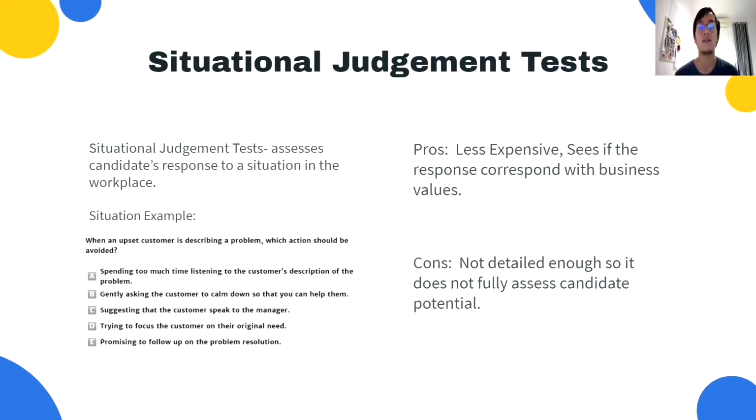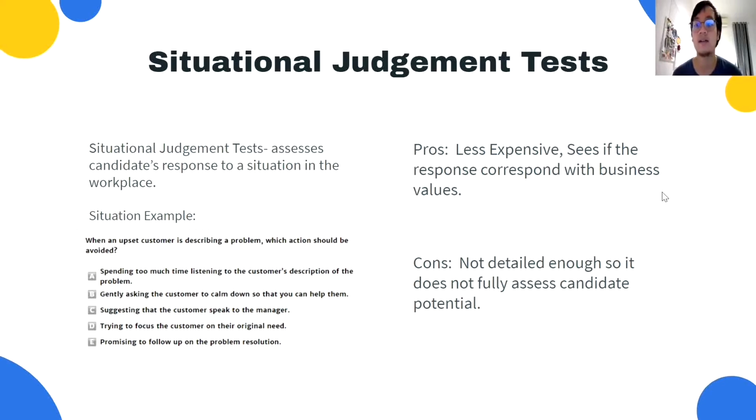The second one is situational judgment test, in which an employer assesses the candidate's response to a situation in the workplace. So if you look at the example below, the employee receives a situation and they are given usually 5 responses, or it can be a free response. The pros of this are that it is less expensive since it's the same test usually done on paper and given to every employee.